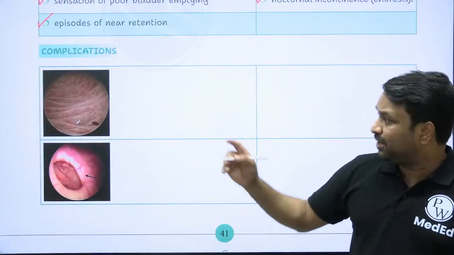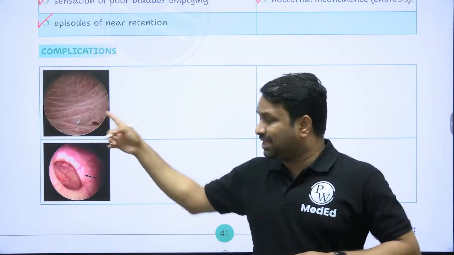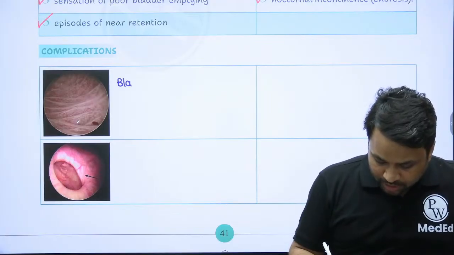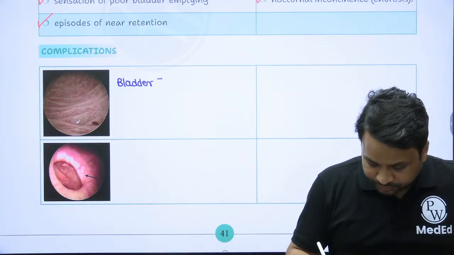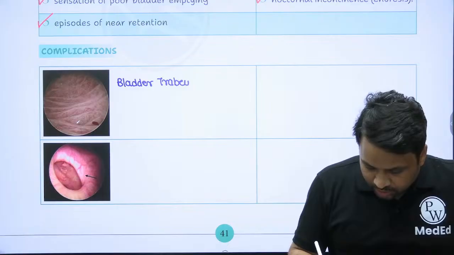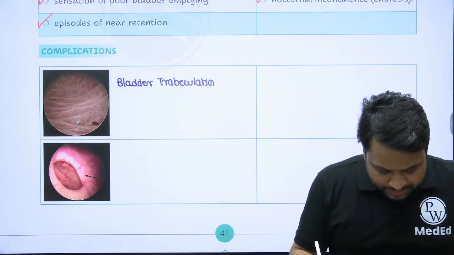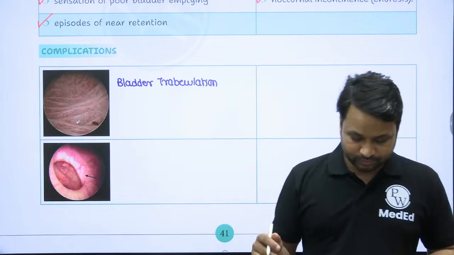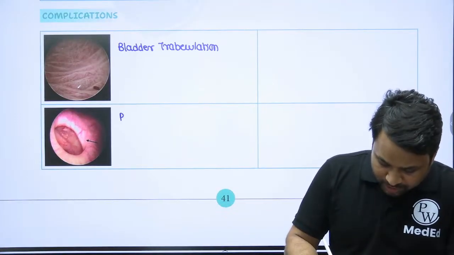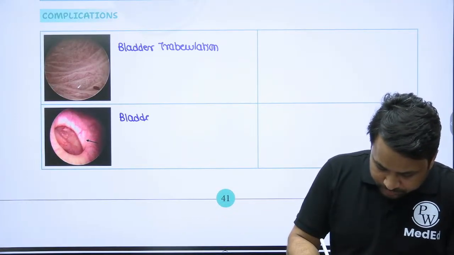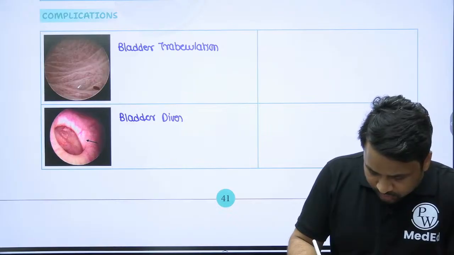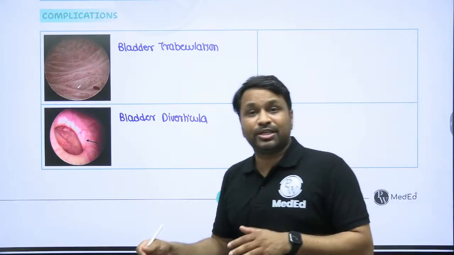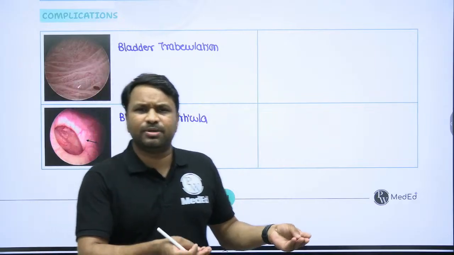When we talk about complications, if on cystoscopy you find this where you have all these bands, this is what we call bladder trabeculation. Now, bladder trabeculation is basically a telltale sign of chronic pressure within the bladder. Okay? And this is the presence of bladder diverticula. Both of them occur when there is increased pressure inside the bladder. Why will the pressure increase inside the bladder? Very simple concept, because BPH is compressing.